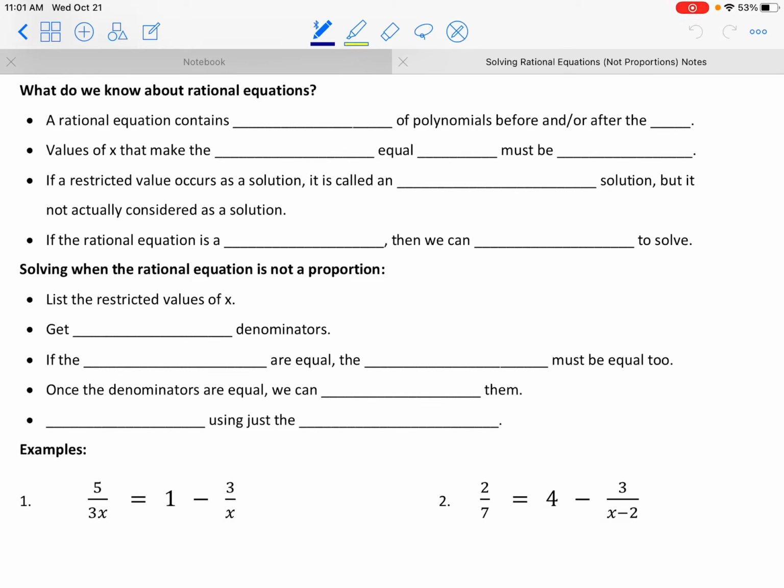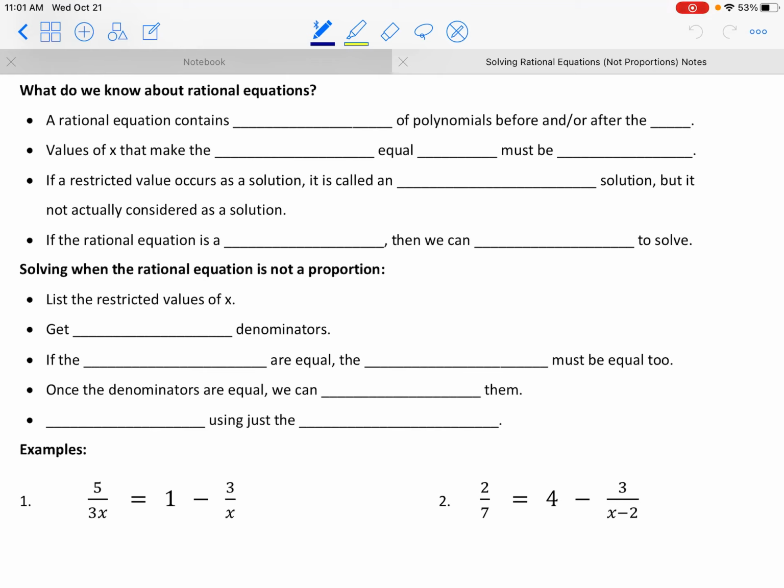Hello and welcome to our second lesson on solving rational equations. In the first lesson, or the previous topic, we saw what to do when our rational equations were proportions, when we had just one fraction equal to one fraction. Today we're going to look at what happens when our rational equation is not a proportion.